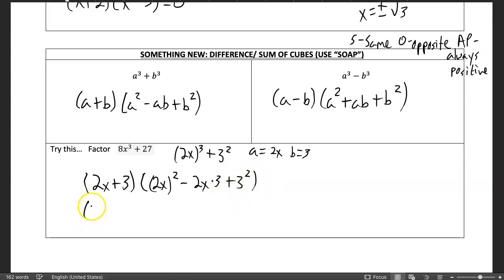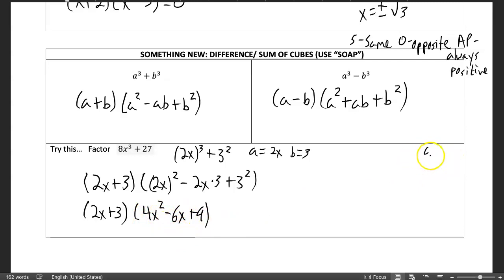And from here we have to keep reducing. So this becomes 2x plus 3 times 4x squared minus 6x plus 9. And are we done at this point? It's a trick question. The answer is no. We still have a 4x squared minus 6x plus 9, so we have to factor this term as well.